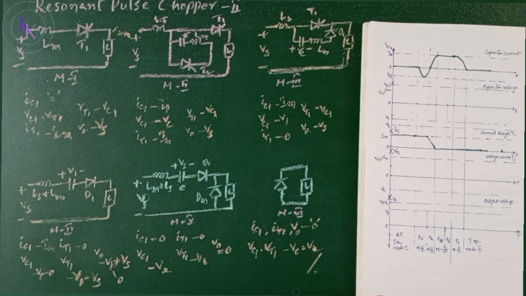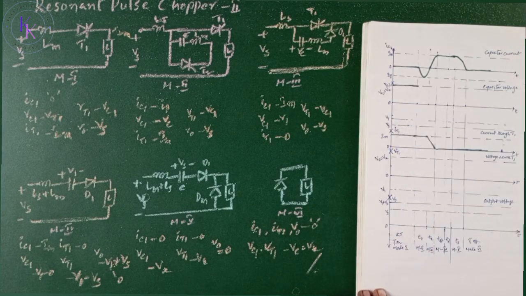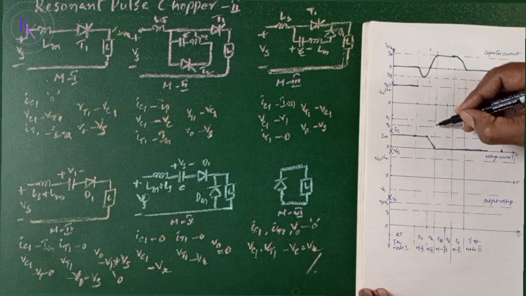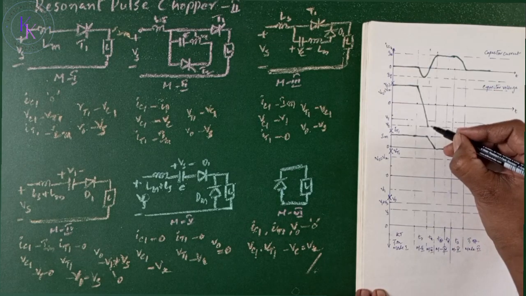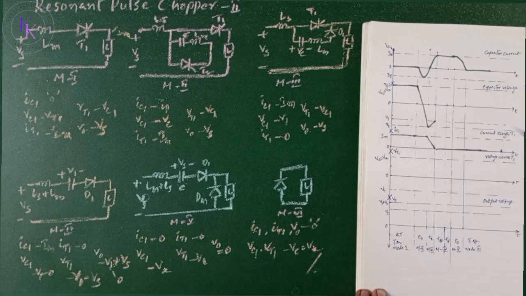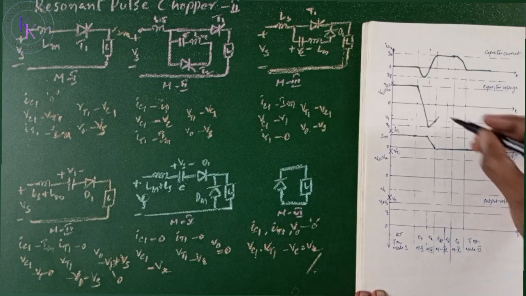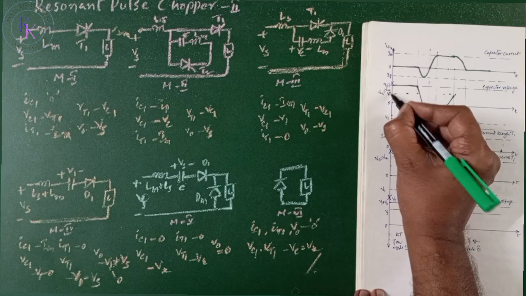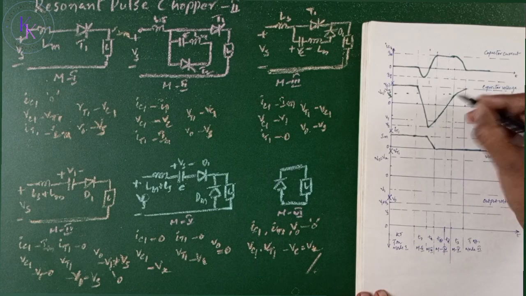The voltage across the capacitor will be Vc in mode 1. At the end of mode 1, the voltage will be reversed in mode 2 to minus Vc. In mode 3, it will reach minus V1. In mode 4, it will reach the positive value of Vs. This is Vs. In mode 6, it will reach Vc.